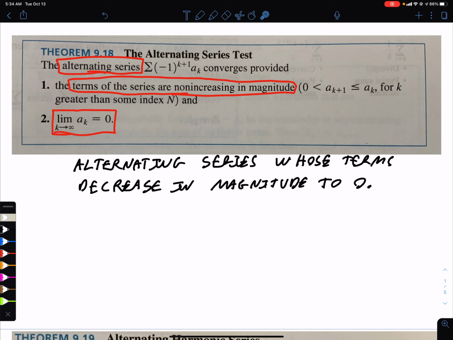And also note, instead of decreasing, you could say whose terms are non-increasing if that's the case. But those are the three things. If you know those, then the series converges. So it's a really easy test. It's probably the easiest one you will have. So when you have an alternating series, you just check to see if the terms are decreasing in magnitude to zero.